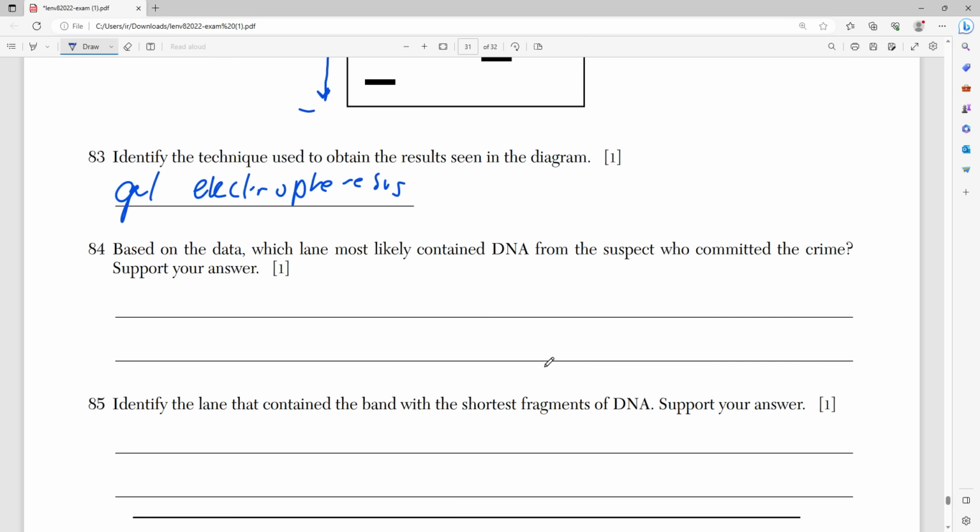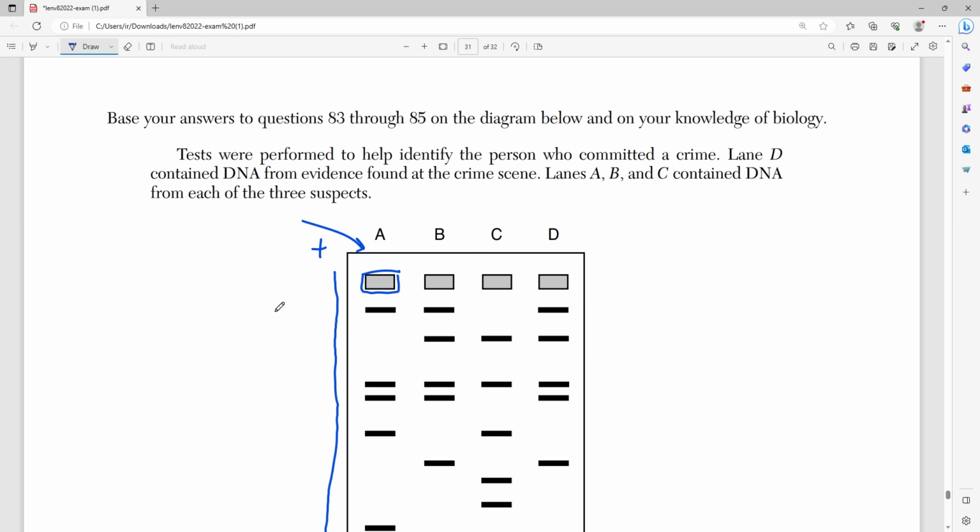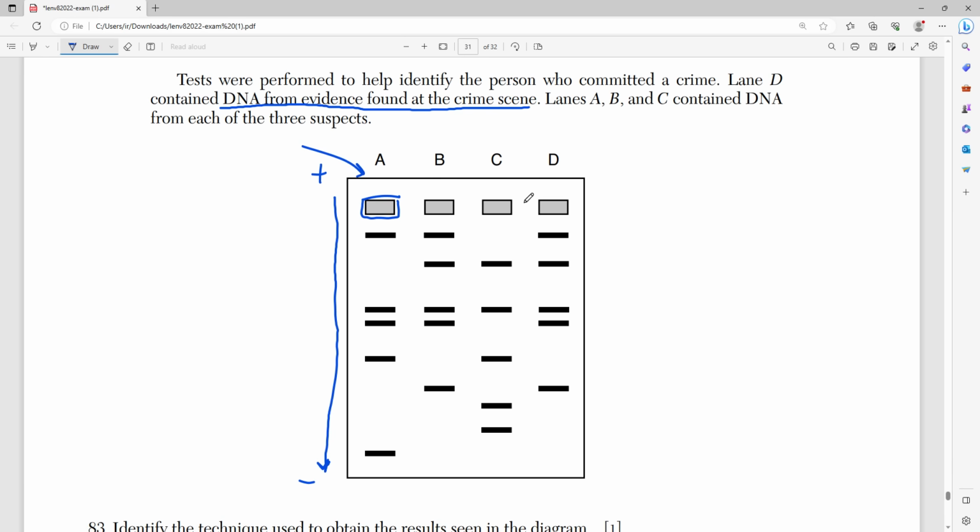Right. So number 84 says, based on the data, which lane most likely contained DNA from the suspect who committed the crime, right? So lane D contained evidence from the crime scene, right? So this is the crime scene strain, right? And the way that you can use gel electrophoresis to determine a relation is if the segments match up, right? So if you're looking at B and D, here we have this one and this one match up, this match up, this match up, this is an identical copy, right?